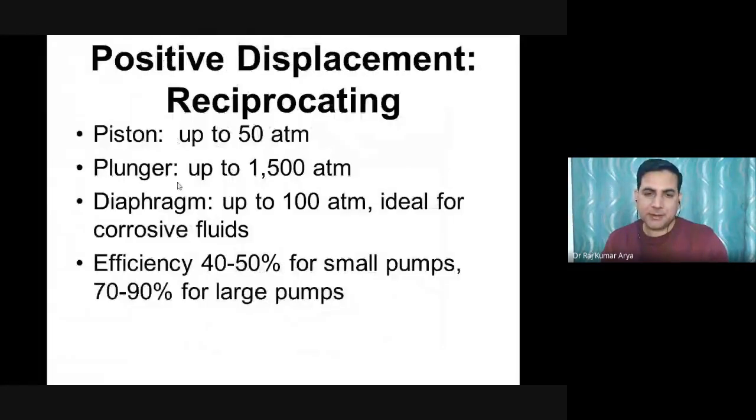This is something about the design of the capacity, and we will cover that in another class. For positive displacement pumps, these are some of their criteria: a piston pump can give you pressure up to 50 atmospheres, a plunger pump up to 150 atmospheres, and a diaphragm pump up to 100 atmospheres. Efficiency generally is 40 to 50% for a small pump and 70 to 90% for a large pump.